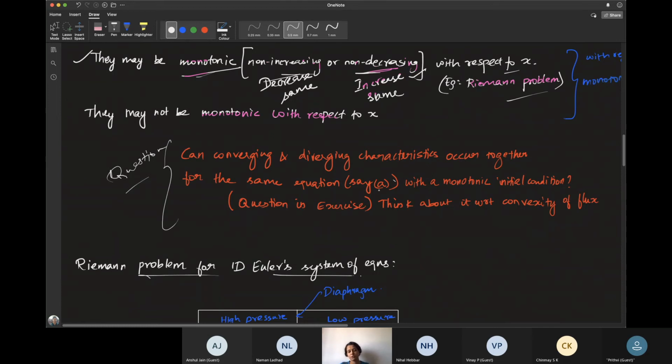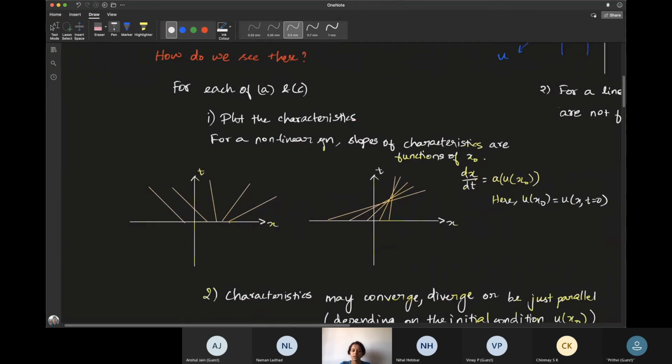So the question is, for nonlinear equations, you consider either of the two equations, say A or C. For those equations, can converging and diverging characteristics occur together? That is, we have seen the cases where at a point we had diverging characteristics, and here we had converging characteristics at a point.